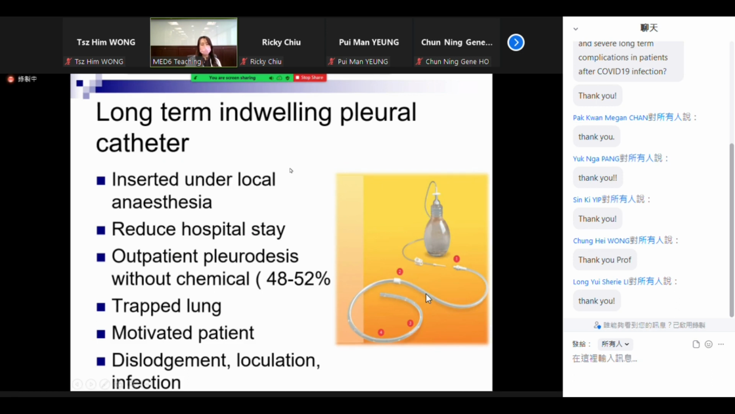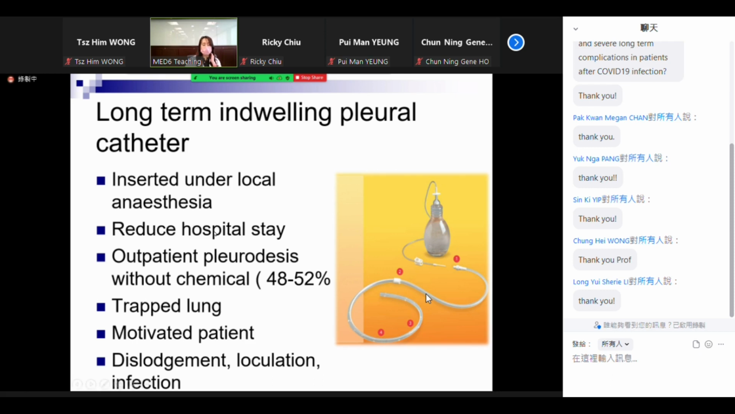For the malignant pleural effusion, we have this long-term indwelling pleural catheter. So this is mainly indicated for malignant pleural effusion, which is recurrent after drainage and is not responding well to chemotherapy. Then we will insert a long-term indwelling pleural catheter. So it's very easy. It can be done at bedside and under local anesthesia.